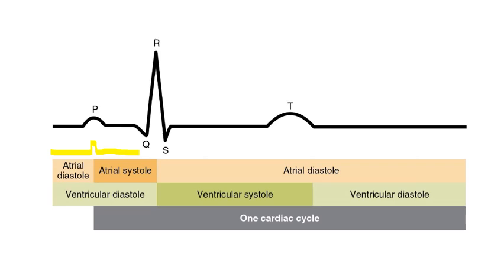And during this entire time, the ventricles have been in diastole. They're going to stay in diastole until the QRS complex comes along. That QRS complex is the depolarization of the ventricles. When we depolarize the ventricles, we go into ventricular systole.